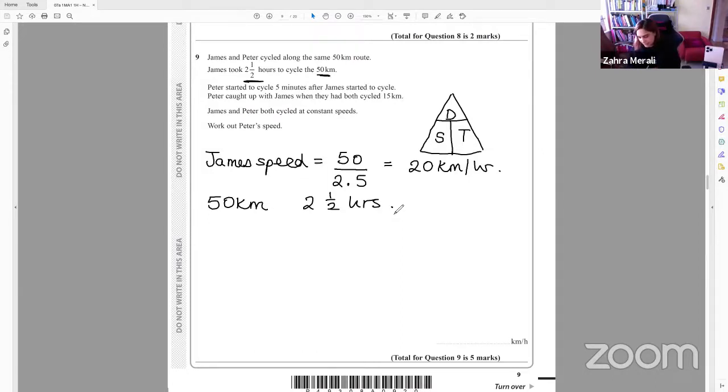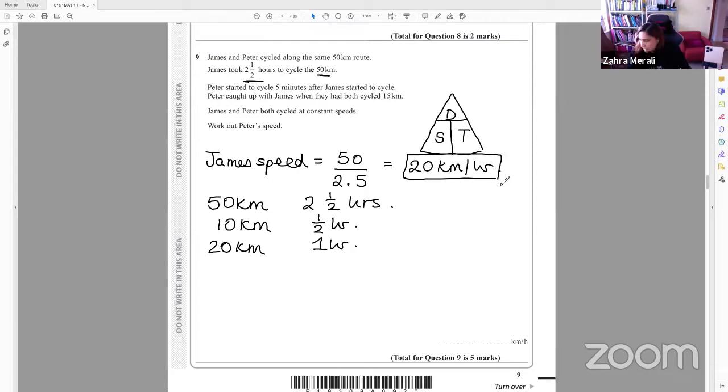Well, how many lots of half hours are in 2.5 hours? There's 5 lots, because 1 whole hour has 2 lots, the second whole hour has another 2 lots, and then the additional half an hour. So we know 1 lot of half hour would be 50 divided by 5, so that would be 10 kilometers. So in 1 hour, he goes 20 kilometers. This is just telling you how much he travels in 1 hour.